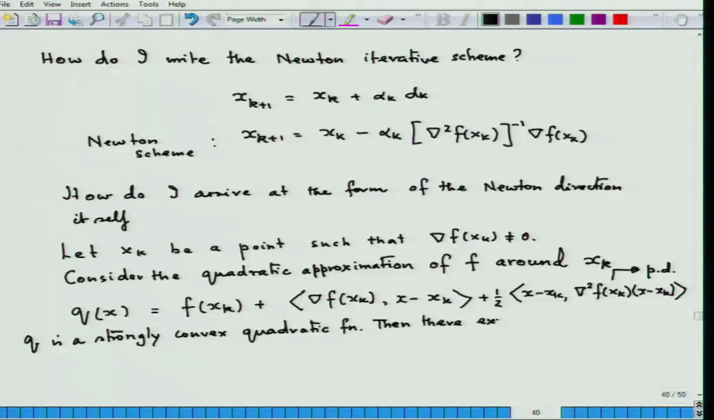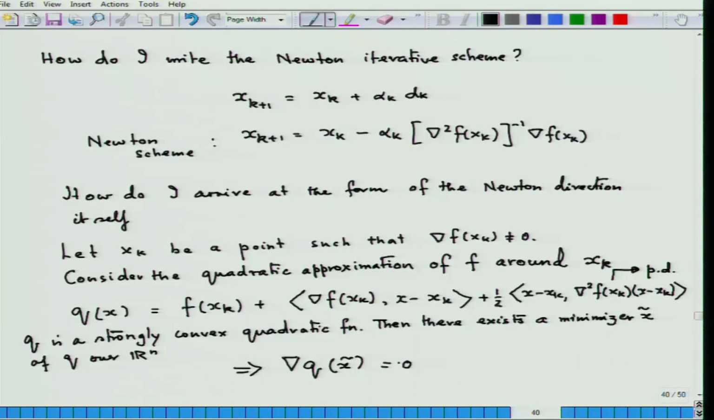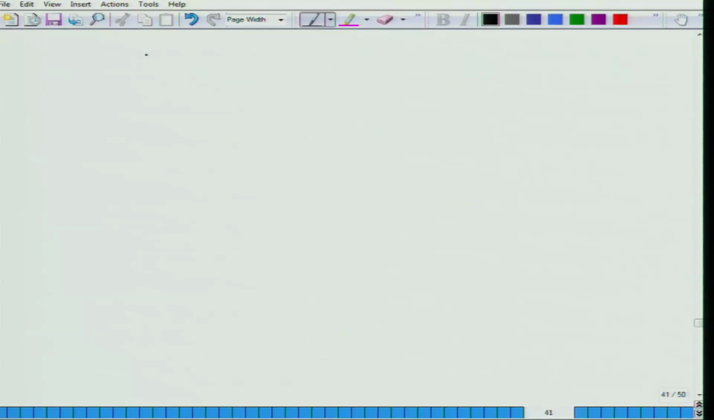Since this is always positive definite, as assumed, there exists a minimizer x tilde of q over R n. This would imply that the gradient of q at x tilde is 0, the standard necessary condition. So, what would this necessary condition give me? That is the next question.